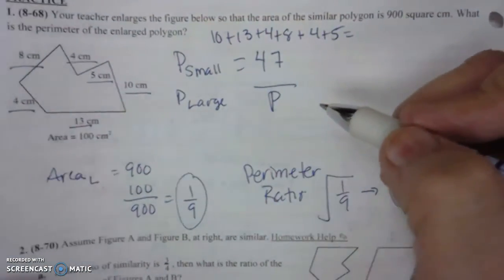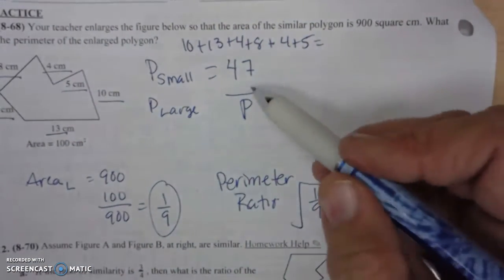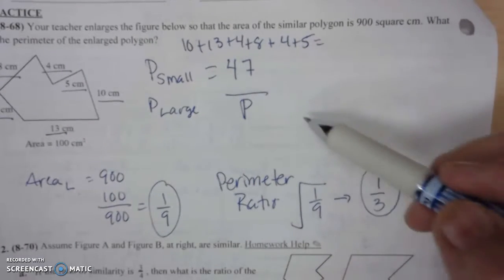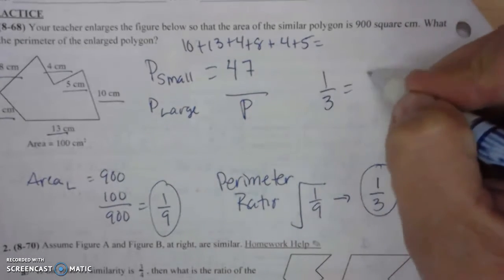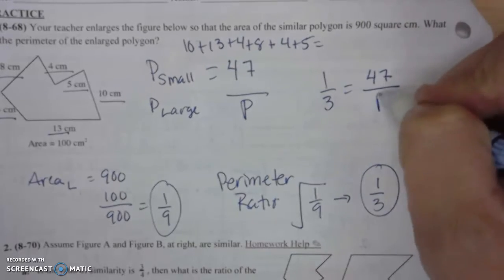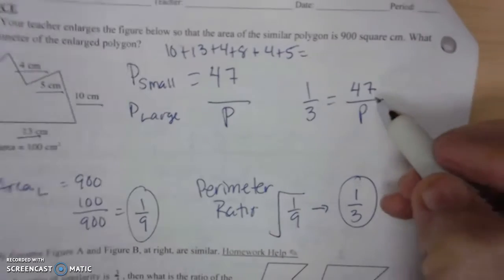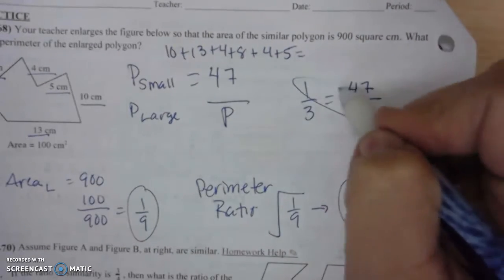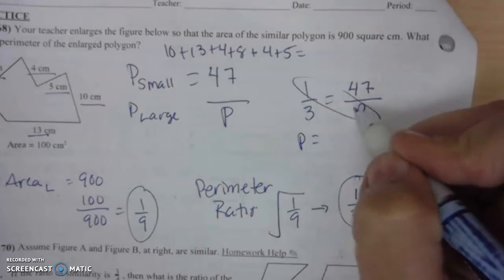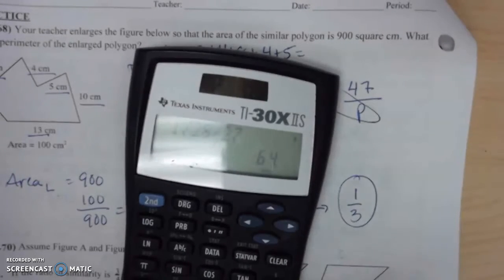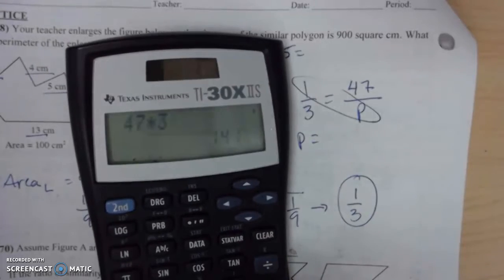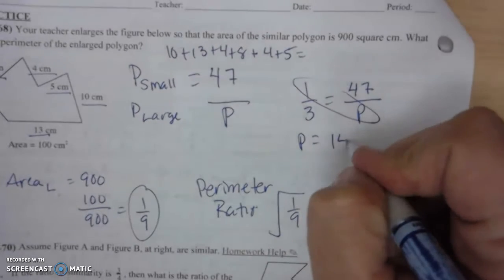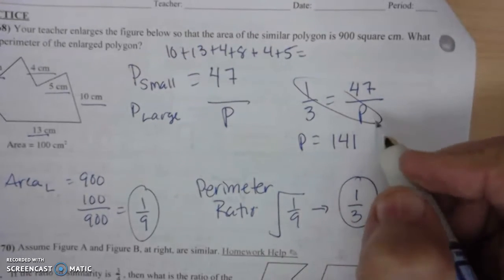So I'll just call it P, the perimeter of the large. If I know that, I can set up a ratio. The ratio I want to use for perimeter is 1/3, and that's going to equal 47 over the perimeter I'm looking for. So all we're going to do is cross products. P times 1 is P. 47 times 3 is 141.